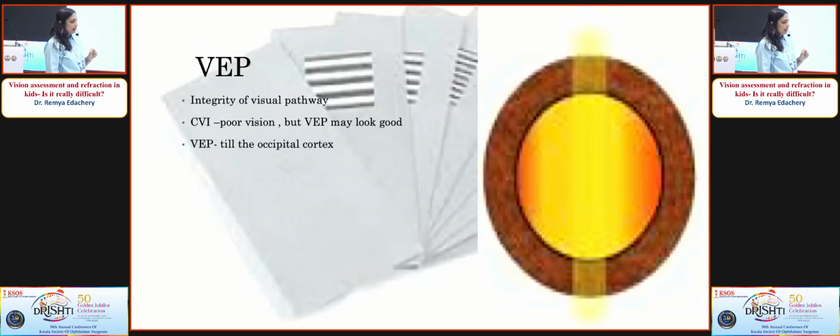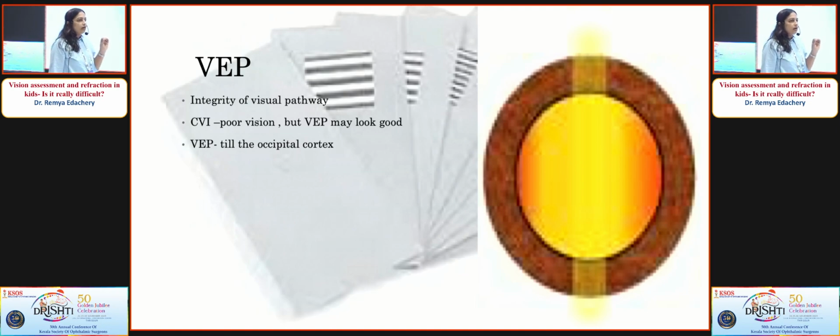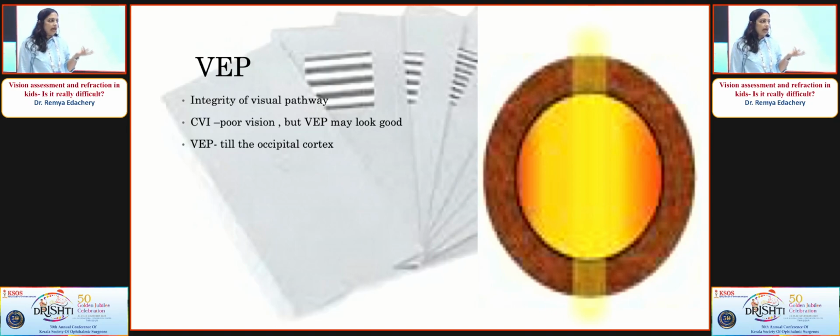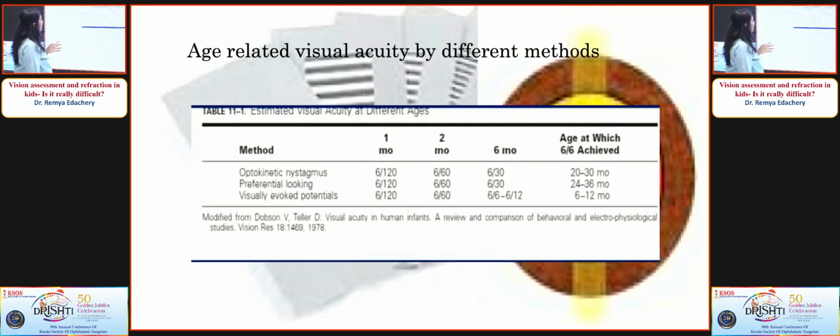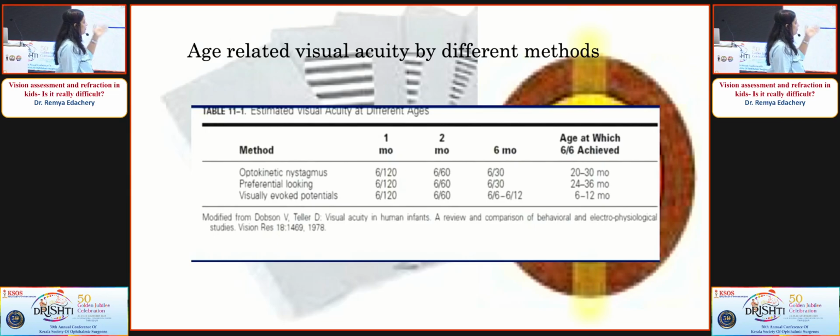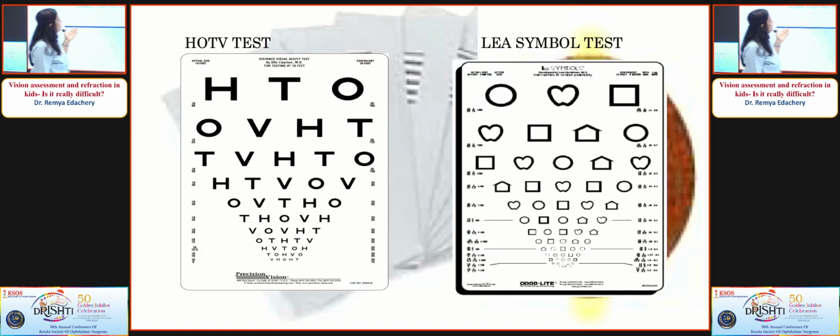And coming to visually evoked potential, it actually tests the integrity of the visual pathway. So only till the occipital cortex it measures. So if the child is having CVI and poor vision, your VEP may be normal, so you should be careful in those cases. These are the methods of estimation at different age groups by different methods.